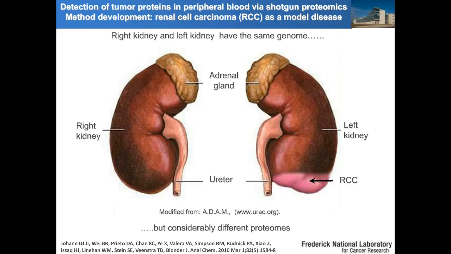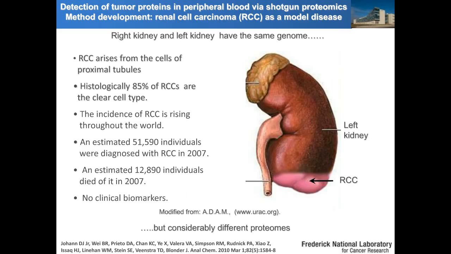So for our experimental design, we use renal cell carcinoma also because it is easier to remove a kidney than other organs. Renal cell carcinoma arises from the cells of the proximal tubules. Histologically it is a clear cell type, and its incidence is rising, with an estimated 50,000 individuals diagnosed in 2007, while 12,000 died of that cancer. So it is still an important cancer to look at, although it doesn't belong to the group of the big four: colon, prostate, breast, and lung.